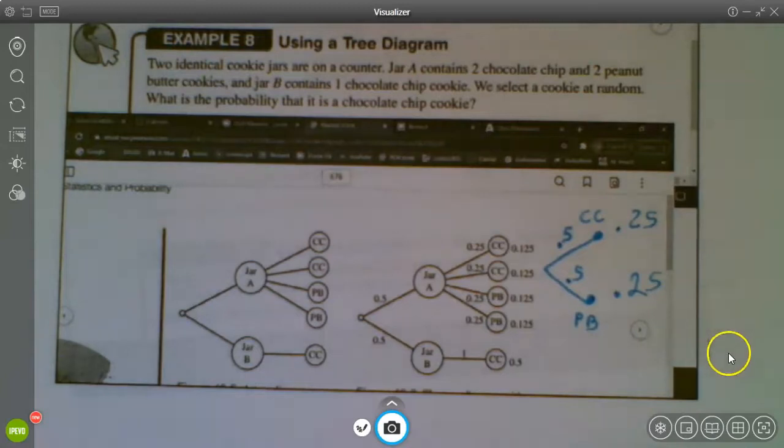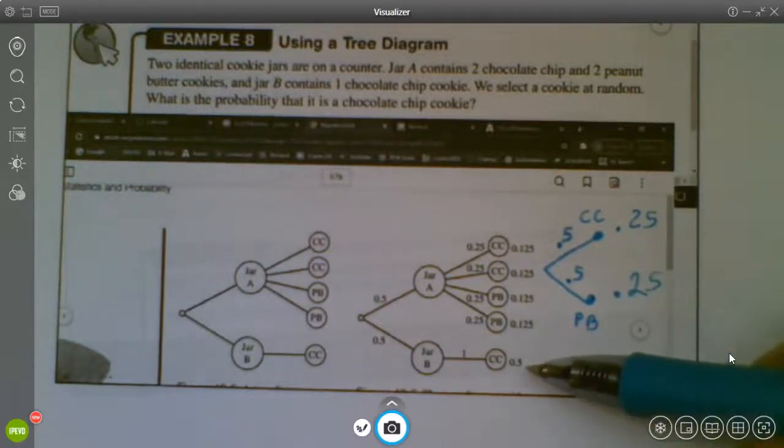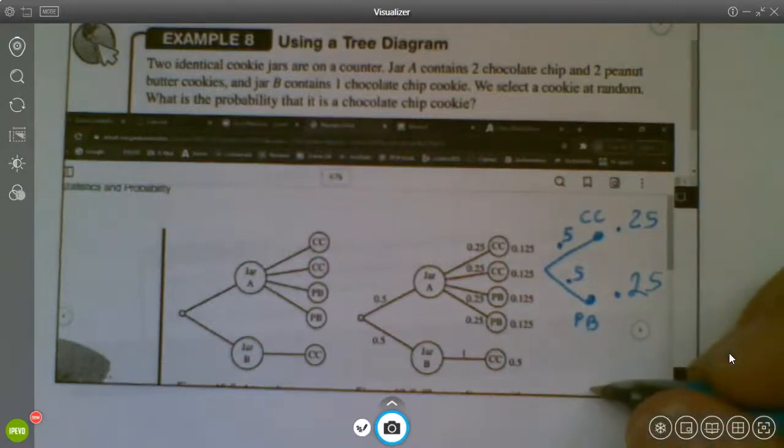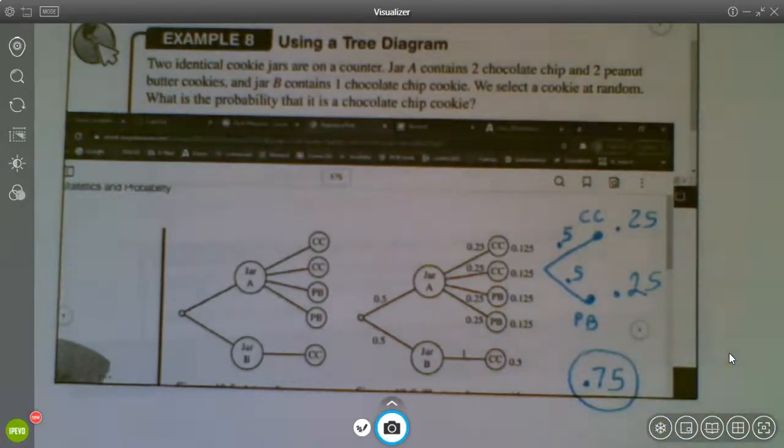The question on this was, what's the probability that it's chocolate chip? So now you just add up the chocolate chip options, right? So it could have been chocolate chip from jar A or chocolate chip from jar B. So if you did your 0.5 plus 0.25, we're looking at 0.75. So 75% chance you're coming away with a chocolate chip cookie. Hopefully that's the one that you wanted.